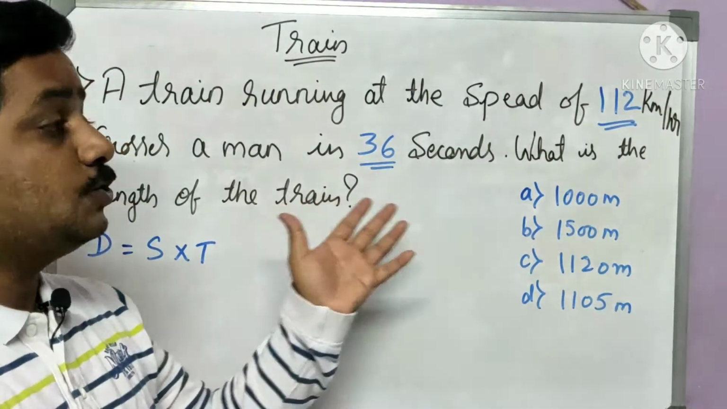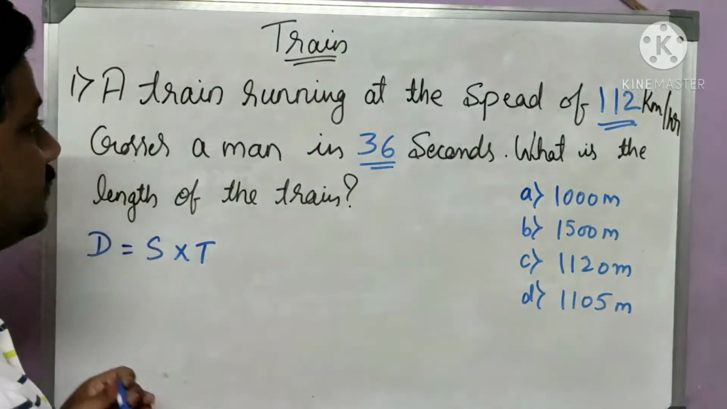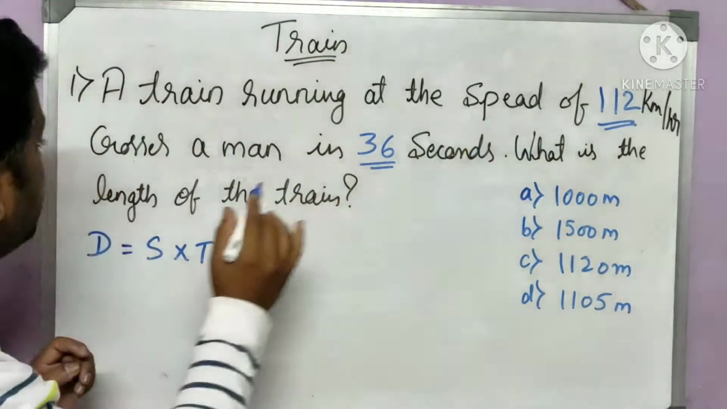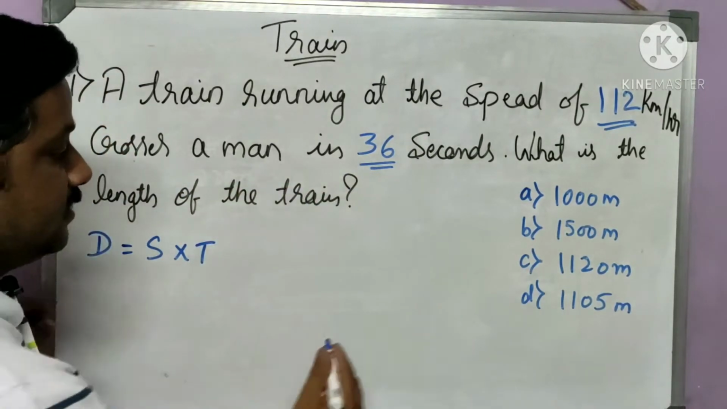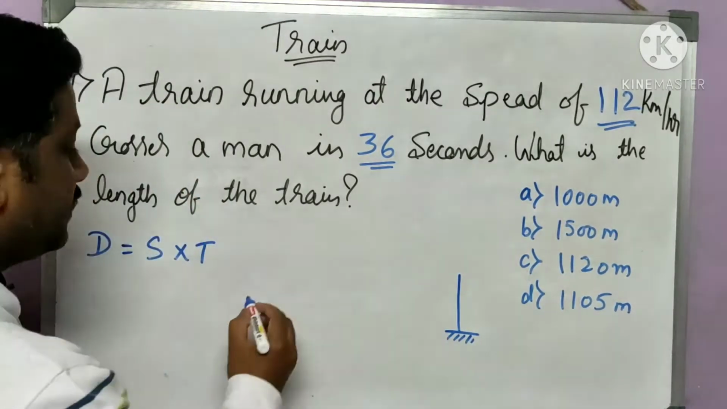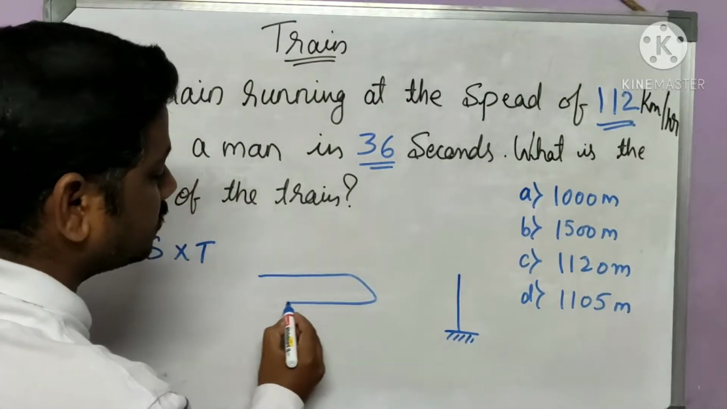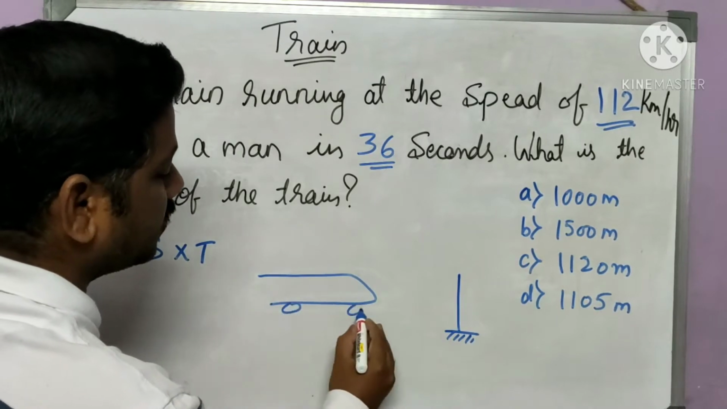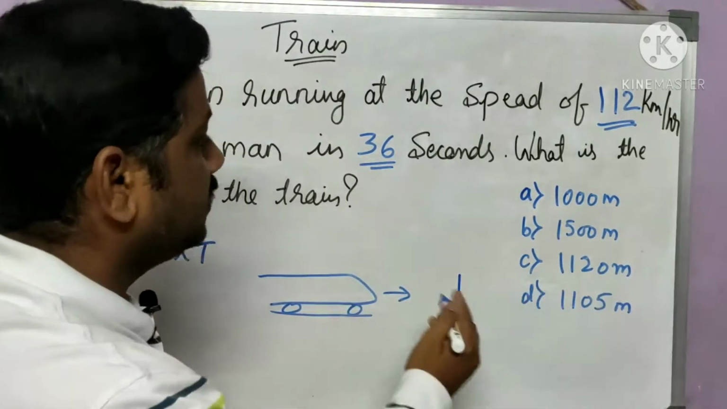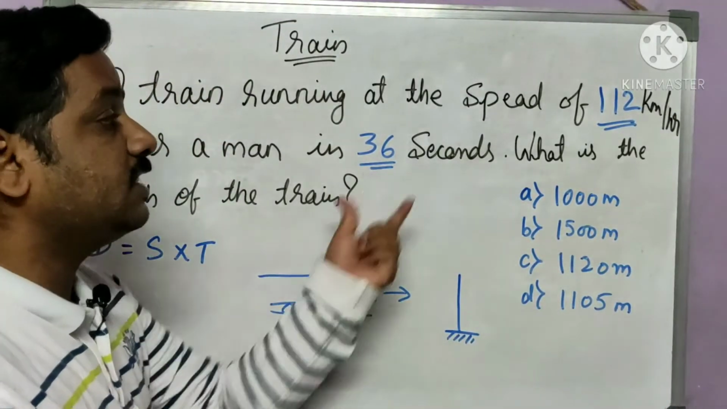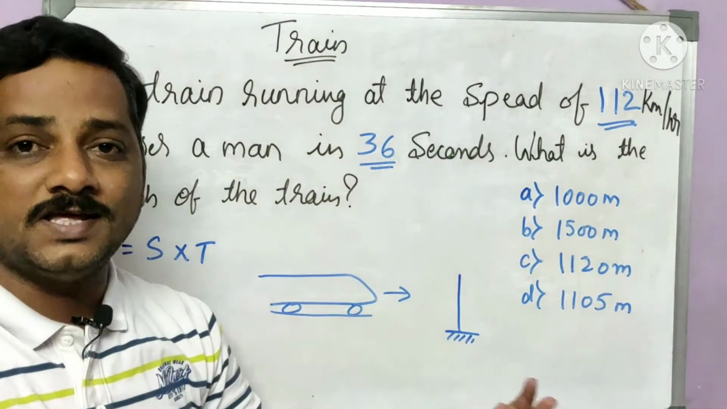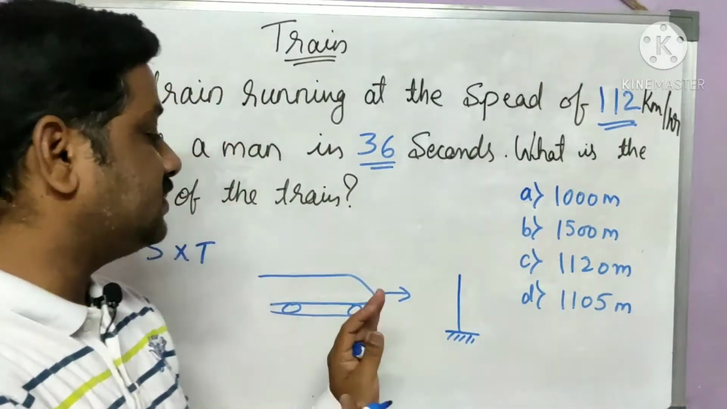First let us understand the statement of the question. Let me make it easy to understand. A train is running at a certain speed and crossing a man in 36 seconds. There is a man standing here, and the train is moving in this direction. This train is going to cross this person in 36 seconds, traveling at a speed of 112 km per hour. This person will not have any length.